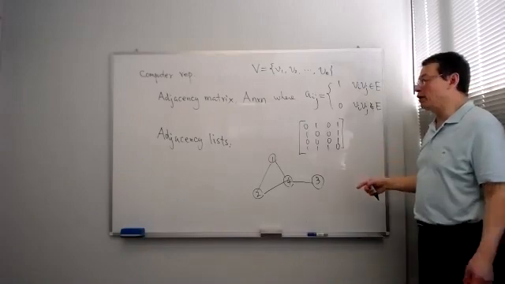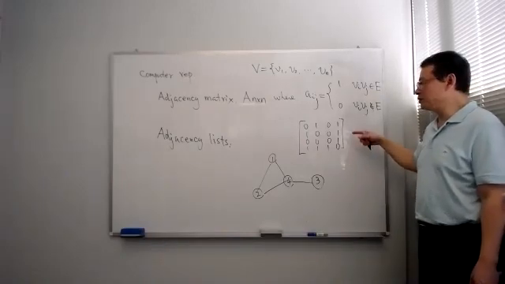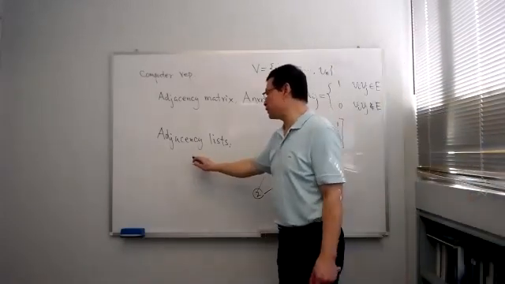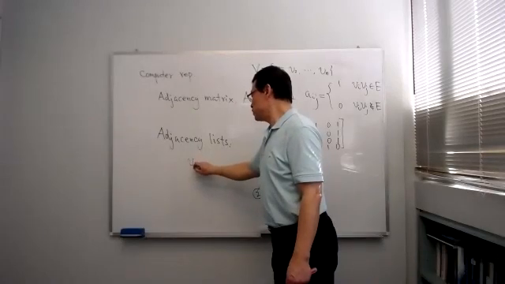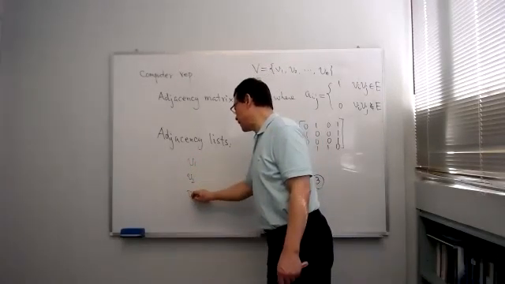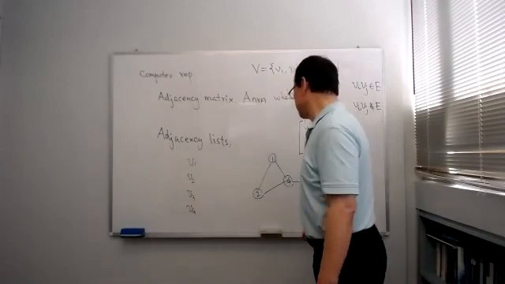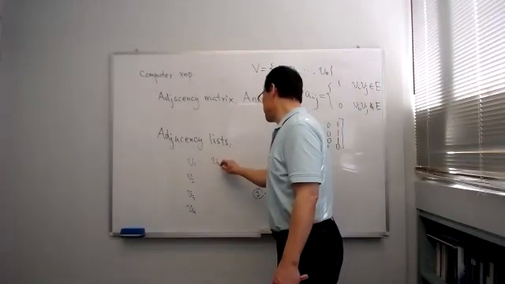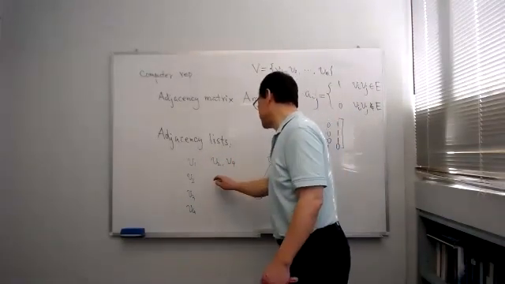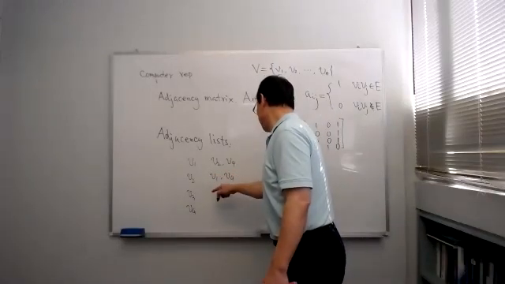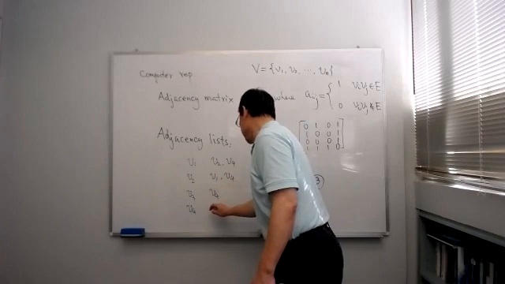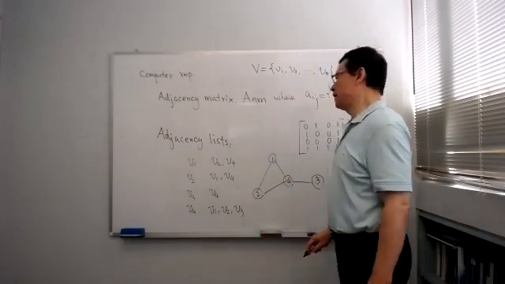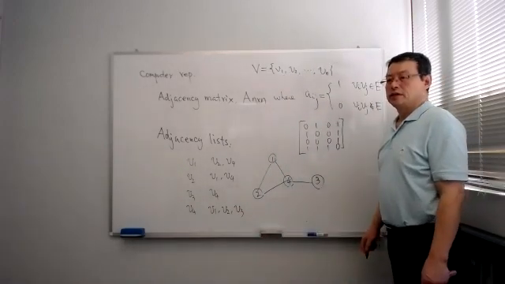Some of this you may know already if you have done a programming course. In a programming course, it may have been taught already. Adjacency list: for each vertex, we list its neighbors. For example, for vertex B1, its neighbors are B2, B4. For B2, it's B1, B4. B3 is B4, and B4 is B1, B2, B3. That's called the adjacency list representation.